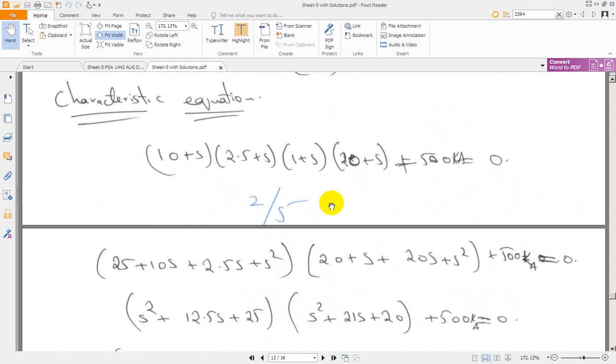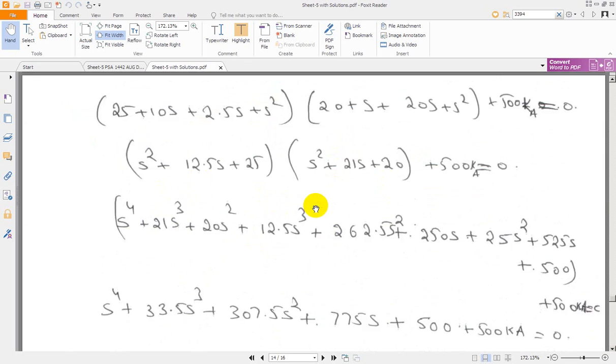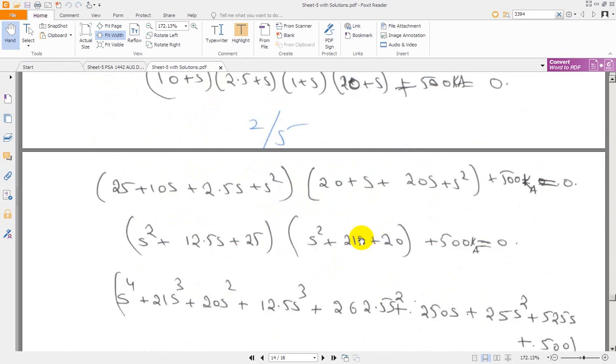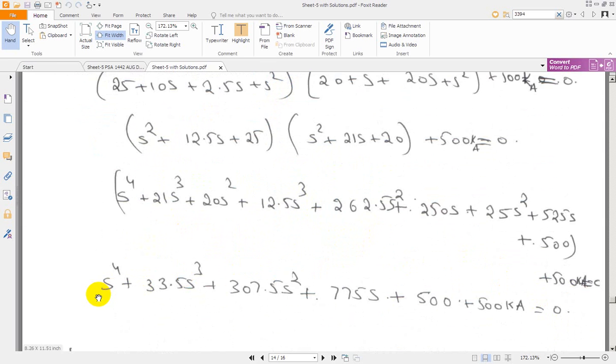Once we get this, let us separate them. When we take the product of these two, we will get this value; the product of these two, we will get this value. Again, the product of these two expressions, we will get this lengthy value. And then when we write this in order of s, we will get s power 4, s cube, s square, s power 1 and s power 0.